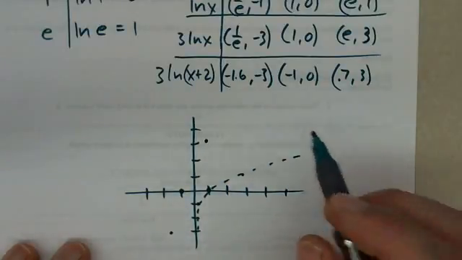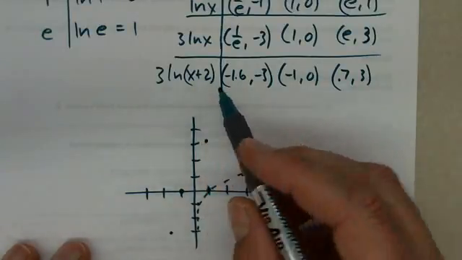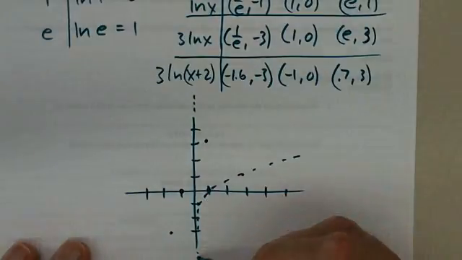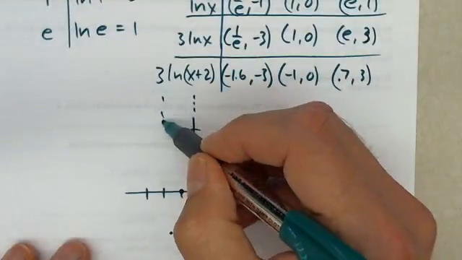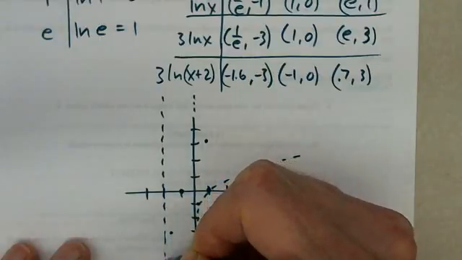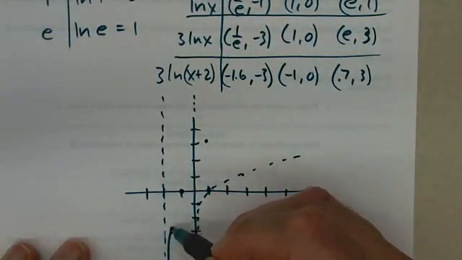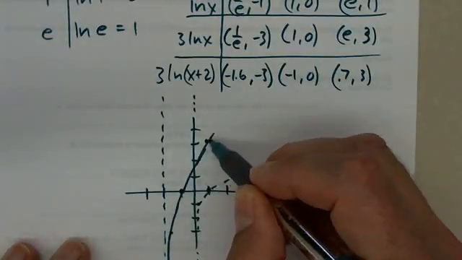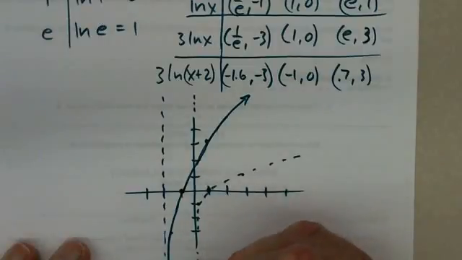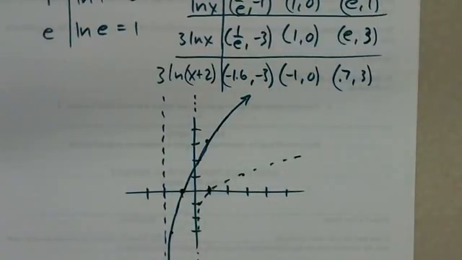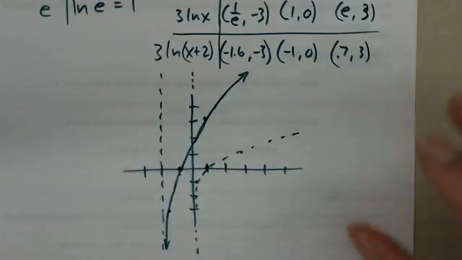This was a horizontal shift left 2. The parent function has an asymptote here, so the new asymptote is going to be at negative 2, and that helps us draw more accurately. Okay, stop there.